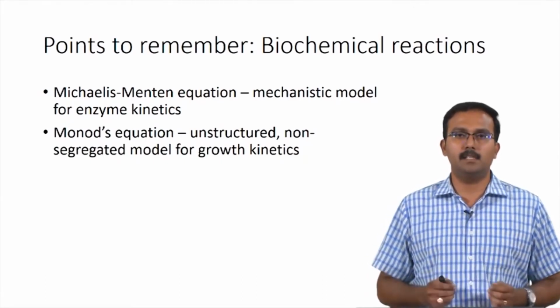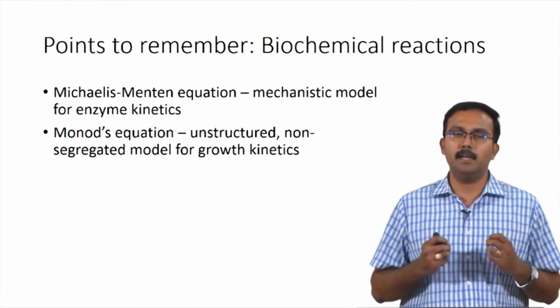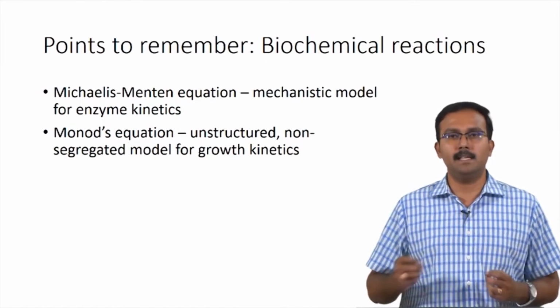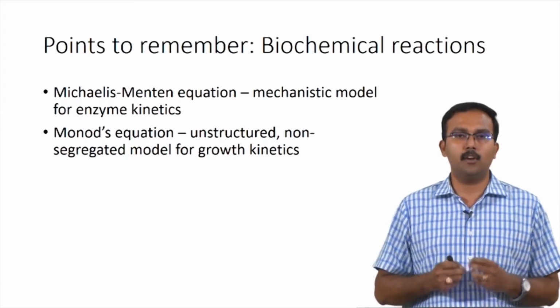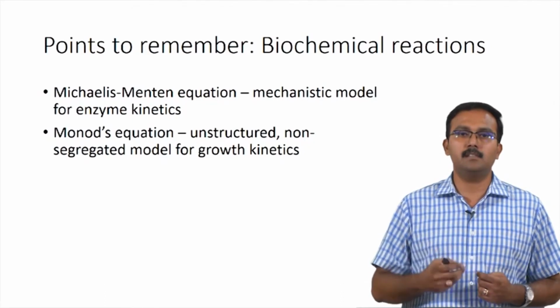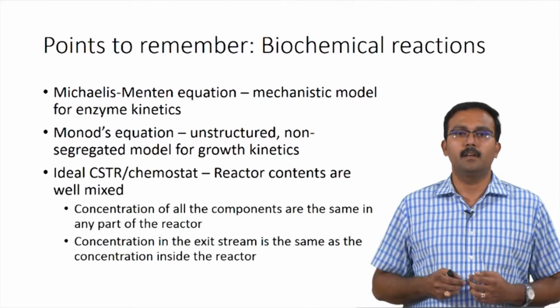Although we did not describe or discuss how to derive Michaelis-Menten equation, I had mentioned earlier that it can be derived using the enzyme reaction. That is why it is a mechanistic model. Monod's equation cannot be derived. It is more of an empirical model based on unstructured non-segregated modeling which makes certain assumptions.